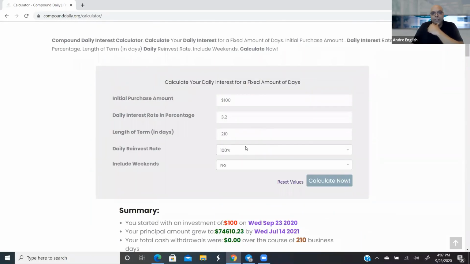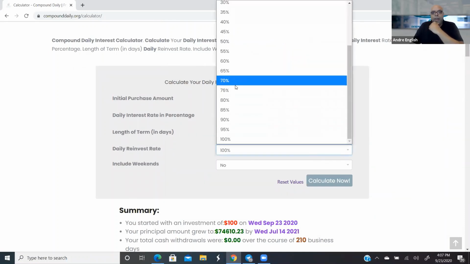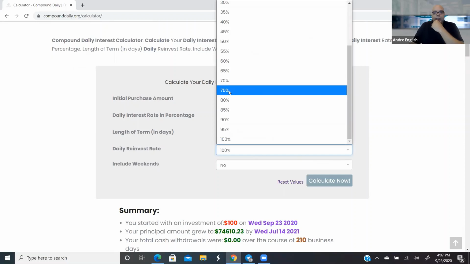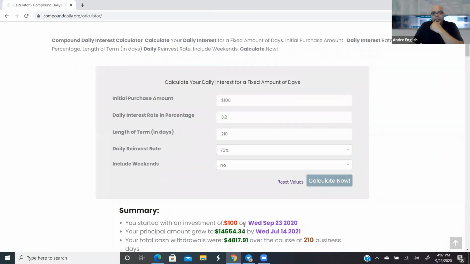You also have the option when using this calculator to pay yourself out something. Let's say you wanted to pay yourself out 25% a day. It'll change the numbers, right?